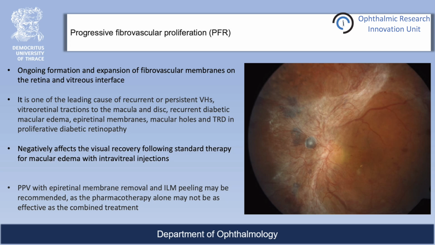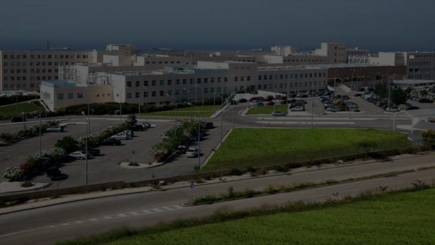Additionally, as the name suggests, progressive fibrovascular proliferation refers to the continuous formation and expansion of fibrovascular membranes on the retina and vitreous interface. It is one of the leading causes of recurrent or persistent vitreous hemorrhages, vitreoretinal tractions to the macula and disc, recurrent diabetic macular edema, epiretinal membranes, macular holes, and tractional retinal detachment in proliferative diabetic retinopathy. It negatively affects visual recovery following standard therapy for macular edema with intravitreal injections.